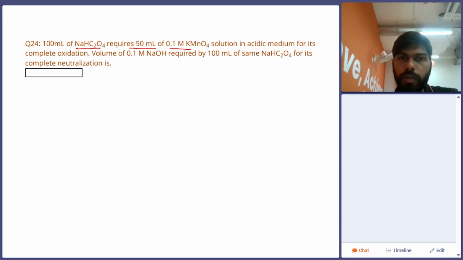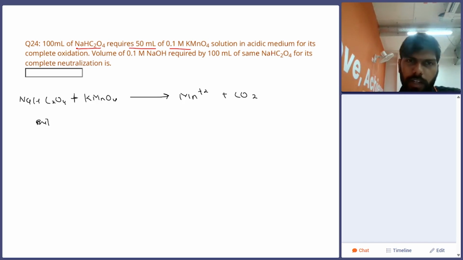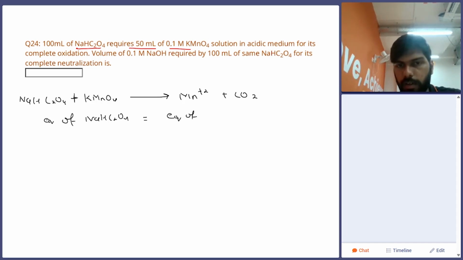So for this numerical, first of all, we have to write the equation: NaHC2O4 plus KMnO4, while reacting, gives you Mn2+ plus carbon dioxide. Okay, the milliequivalents or equivalents of NaHC2O4 is equal to the equivalents of KMnO4. So while solving this equivalence, we will use M1 V1 N1 equals M2 V2 N2.